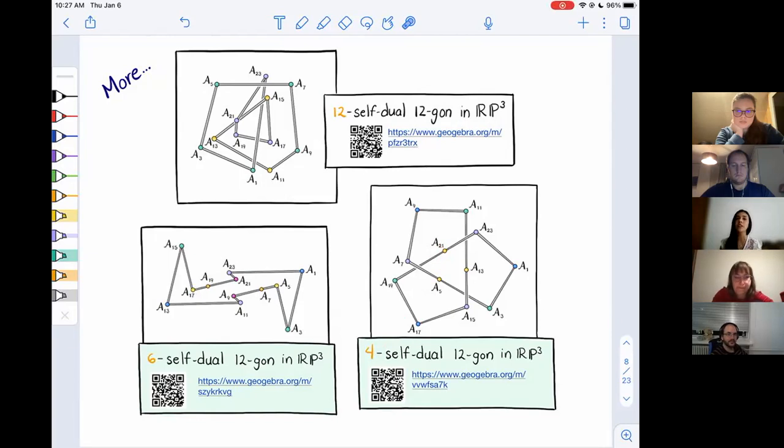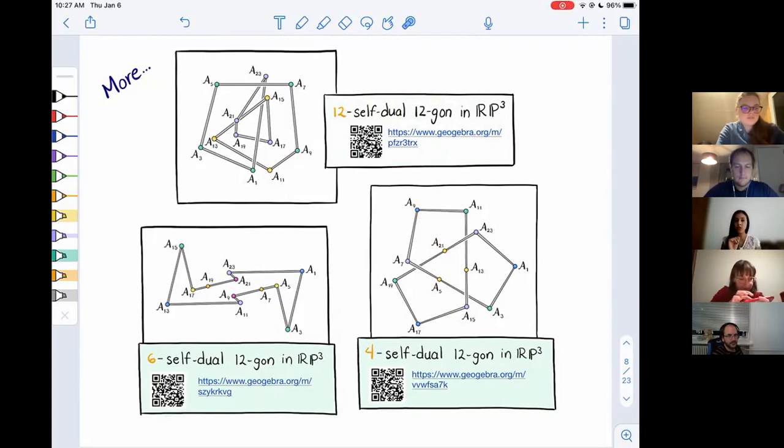Of course, all of these are just cartoons, but if you want to look at the 3-dimensional picture, you can scan the QR code with your phone, and that should send you to GeoGebra, which shows you the 3-dimensional picture that you can play around with on your phone and maybe move the vertices. All of those are going to be 12 self-dual 12-gons, 6 self-dual 12-gons, and 4 self-dual 12-gons.